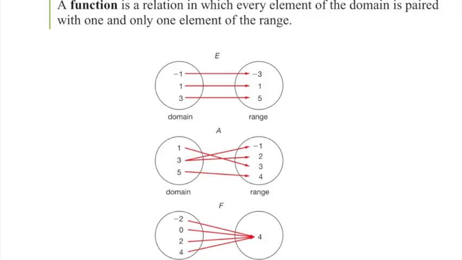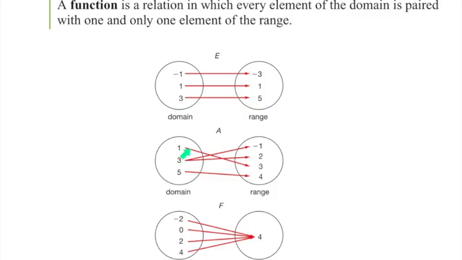So they've given us some examples here. This first one, again, is a mapping diagram. They've listed our domain, they've listed our range. You do not list it twice, and this is why, because this will give you a clear picture as to whether or not this is a function. -1 only goes to -3. +1 only goes to +1. 3 only goes to 5. This is a function, all right?